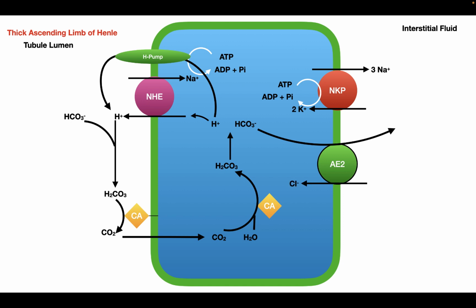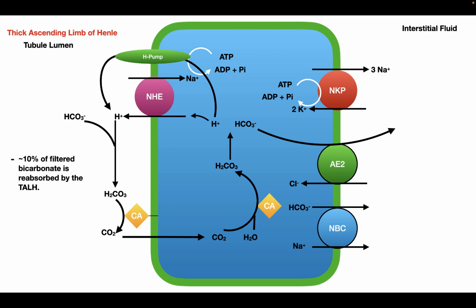And the other mechanism is going to be through the sodium bicarbonate cotransporter, which co-transports one bicarbonate and one sodium into the interstitial fluid. So these are the primary ways in which bicarbonate is going to be reabsorbed in the thick ascending limb of Henle. So when all is said and done, around 10% of filtered bicarbonate is reabsorbed by the thick ascending limb of Henle. So now let's look at how the early distal convoluted tubule is going to handle bicarbonate.